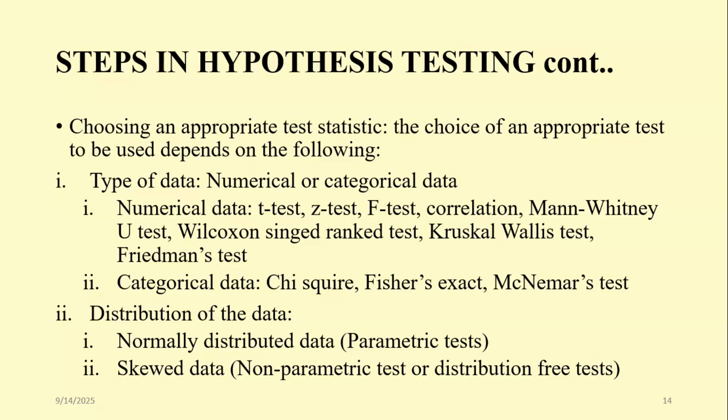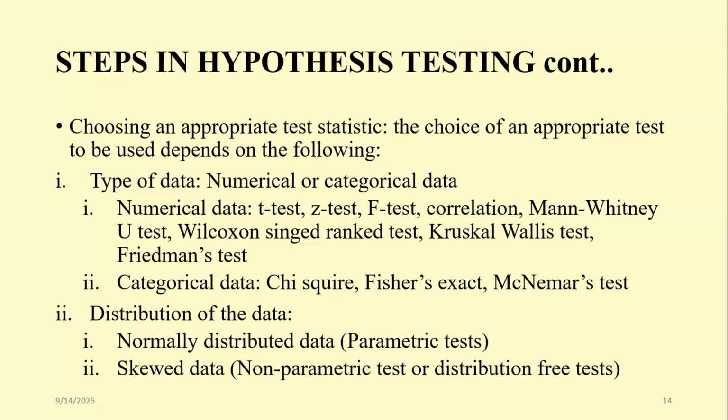One, t-test. T-test can be independent sample t-test. It can be paired t-test. Then you have z-test. We have f-test, which is also called analysis of variance or ANOVA. We have correlation. We have Mann-Whitney U-test. We have Wilcoxon signed rank test. And we have Kruskal-Wallis and Friedman's test. These tests are only done for data that is collected in numbers. That is numerical data or continuous data.